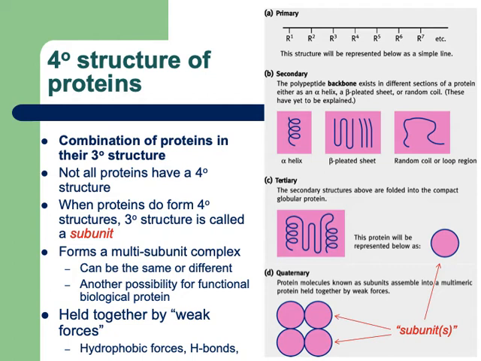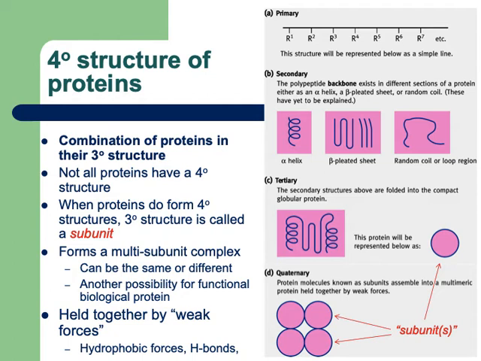So when the proteins do form a quaternary structure, the tertiary structure is called a subunit. And as such, it forms this multi-subunit complex, which is quite a large protein. It can be the same or different, these subunits. You can have multiple of the same subunits coming together or different ones. And it really allows for a huge possibility of different types of functional biological proteins within the body, because you can have any type of combination of tertiary proteins coming together.